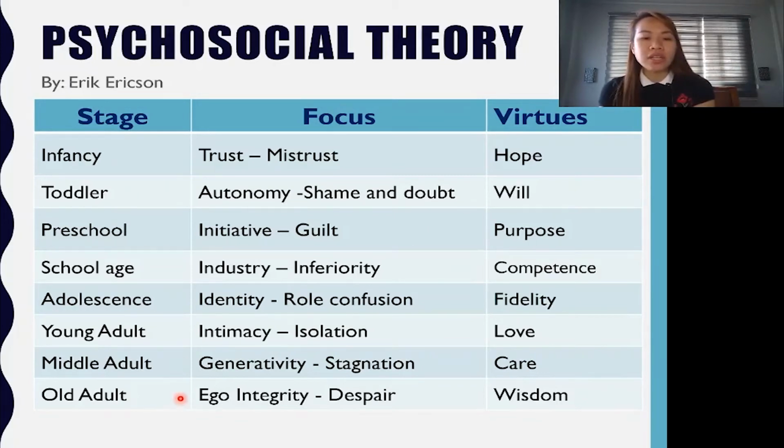And of course, old adult, ego integrity versus despair. If a person has this positive focus, achieved all of this, and then when they grow old, they will have integrity. When they meet with their apos, diba, kinukwento nila sa grandchildren nila how their life was, that they had a beautiful life, these are the things that they were able to achieve. They have integrity. But if not, if they were not able to have that, then they will have despair. Okay, so the virtue is wisdom.